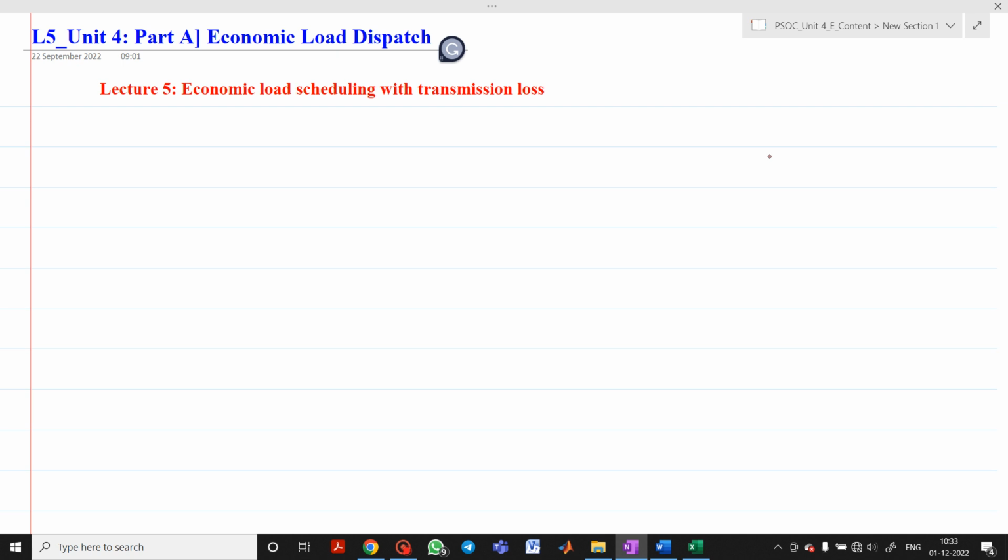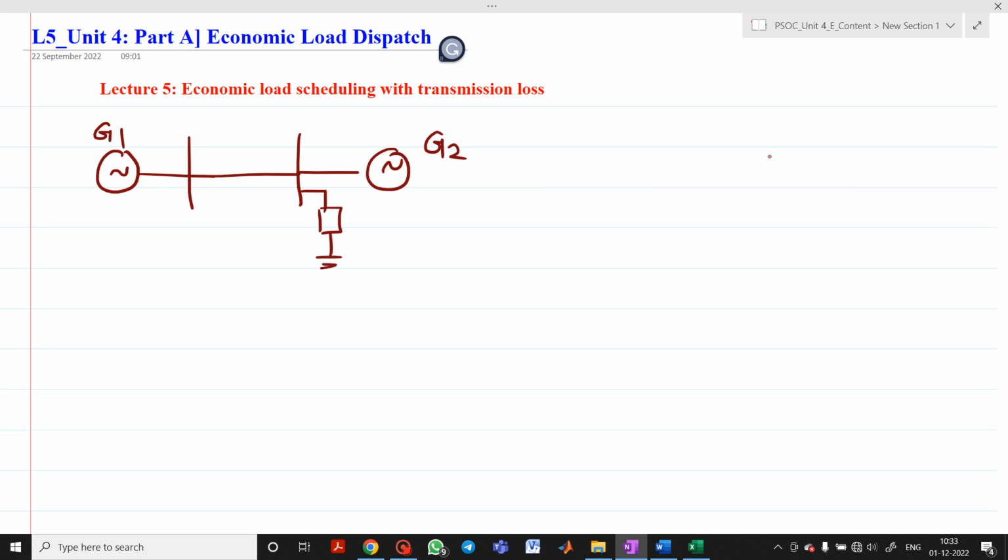Let's say I'll take this system as, let's say this is your generator G1. This is your generator G1 bus. This will be your generator G2. So this is your G2. And here, suppose a load is connected at this bus.